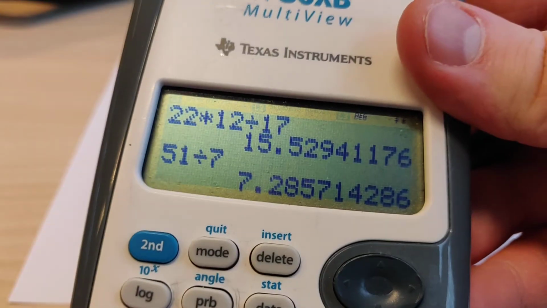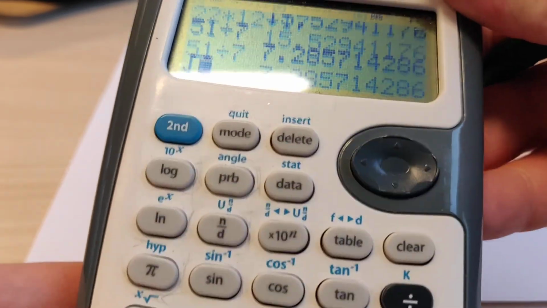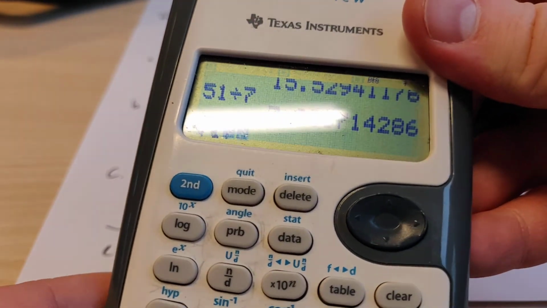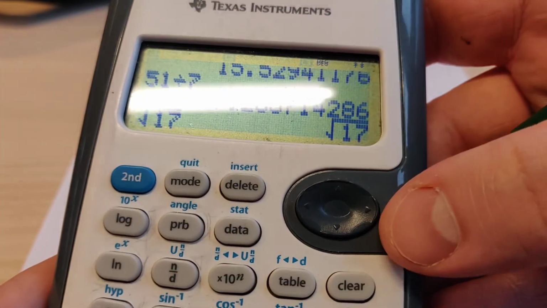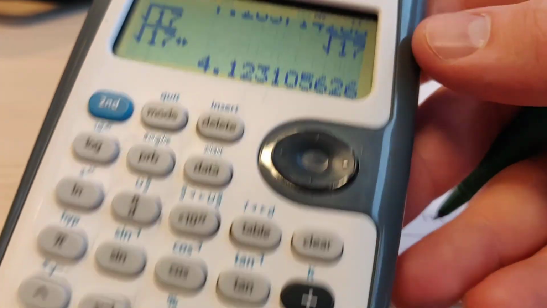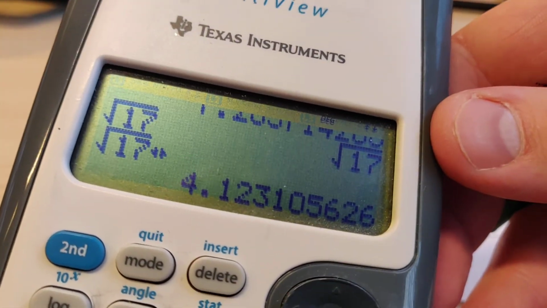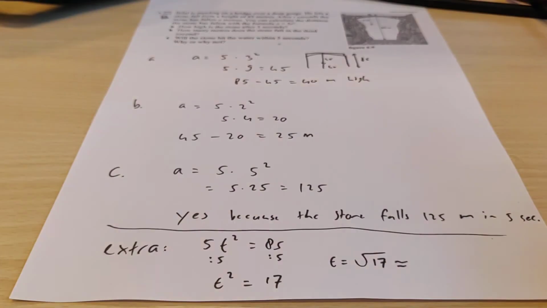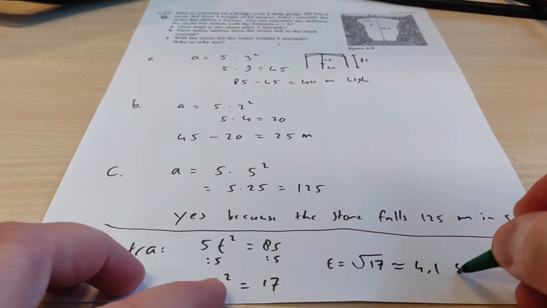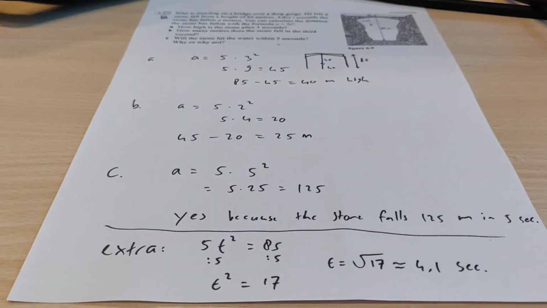So here we have the calculator, right? And the square root button is over there, square root 17. And then the calculator will say square root 17 again. But then you press this button, and then it just calculates it for us. So it's 4.1. So it will take 4.1 seconds for the stone to hit the water.